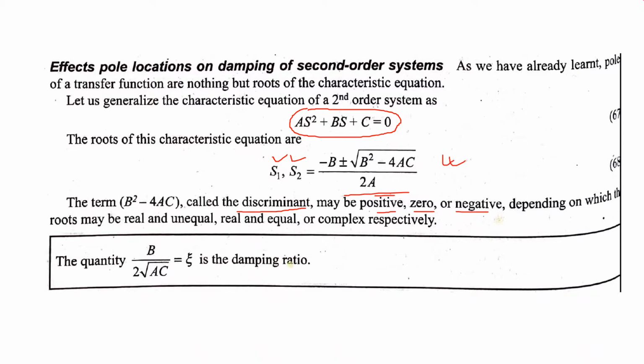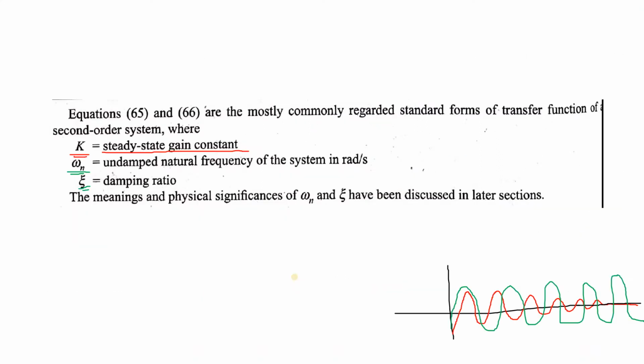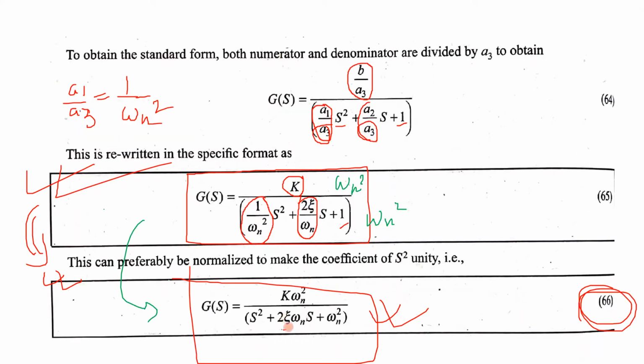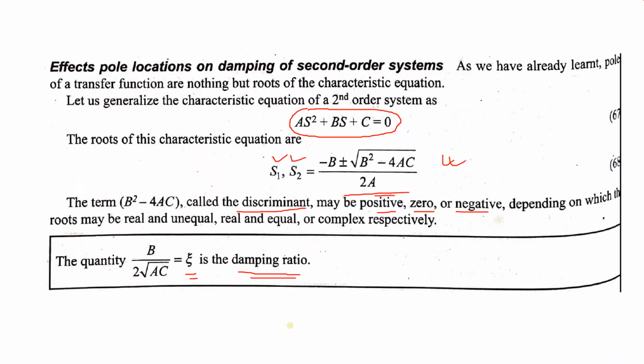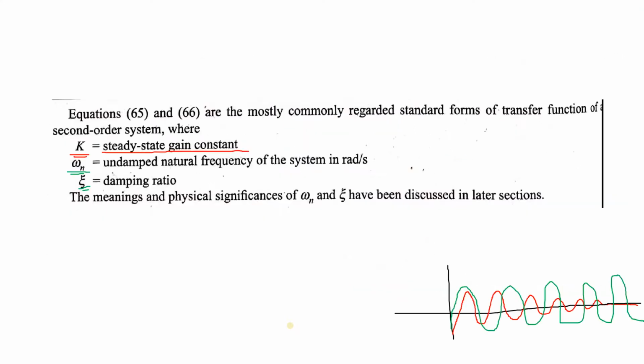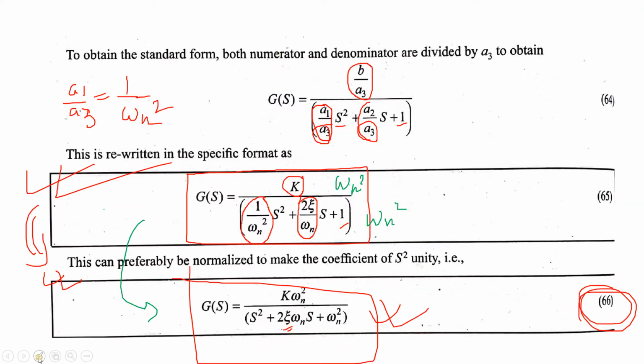Now, with the help of this equation, we write in this parameter, suppose b by 2 root over of AC is called eta. It is the damping ratio. So this is the equation of the damping ratio. This value of eta is nothing but b by 2 root over of AC.